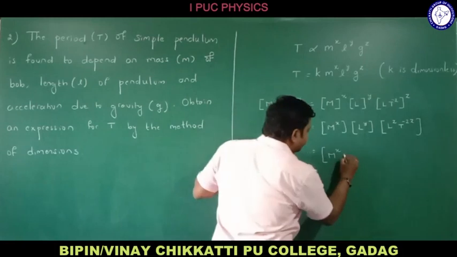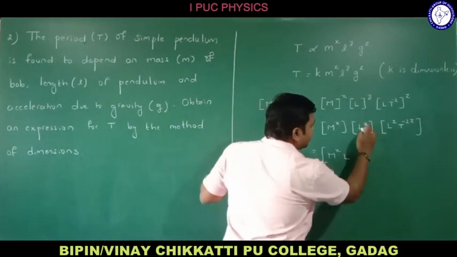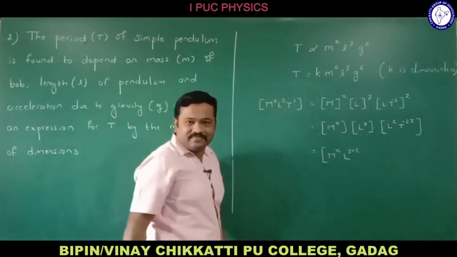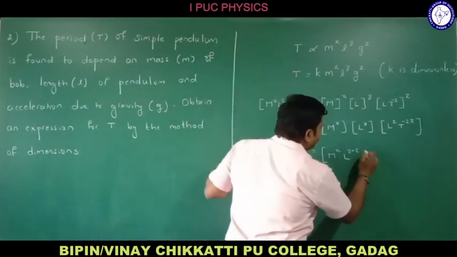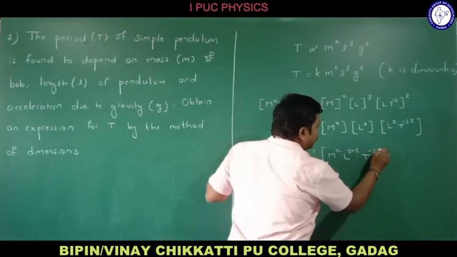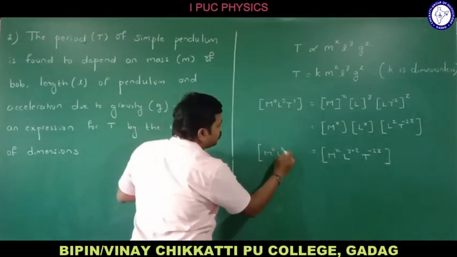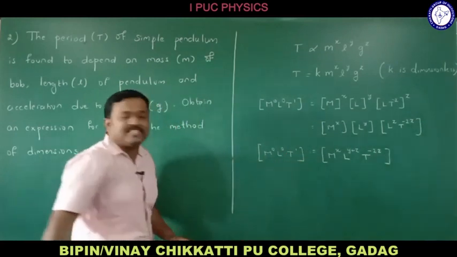How many L you have? Just check it out. Here there is L, here there is L. Here y, here z. So shall I write y plus z, right? T now here. How many T you have? Only one. That is minus 2z, right? Let me write what is there here, m raised to 0, l raised to 0, t raised to 1. Next step, what to do?